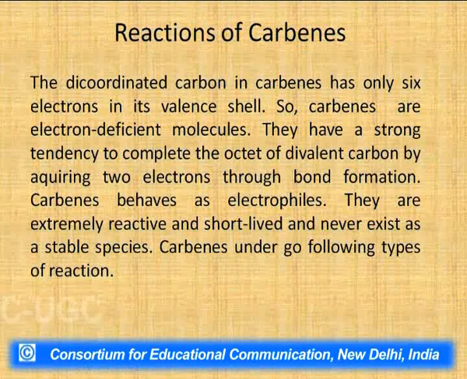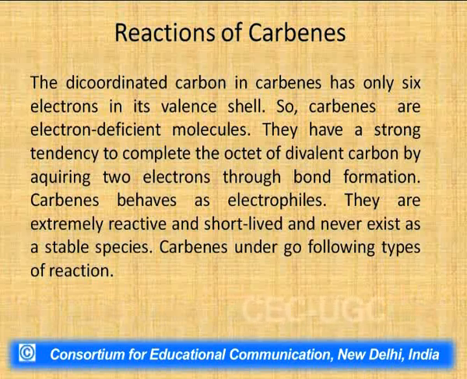Reactions. Now, the second part of carbenes: reactions of carbenes. The di-coordinated carbon in carbenes has only 6 electrons in its valence shell. We have already discussed that carbenes are electron deficient molecules. For a molecule to be stable, there should be 8 electrons. So, when there are 6 electrons, it is electron deficient. They have a strong tendency to complete the octet of a divalent carbon by acquiring 2 electrons through bond formation. That is why they are highly reactive.